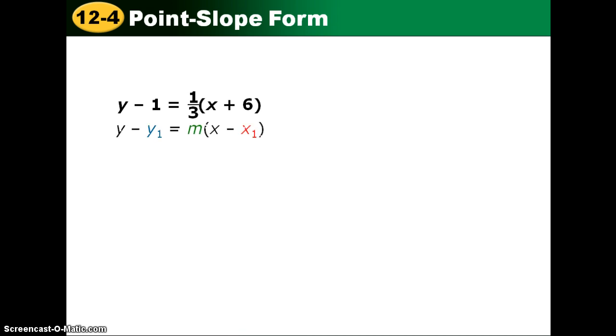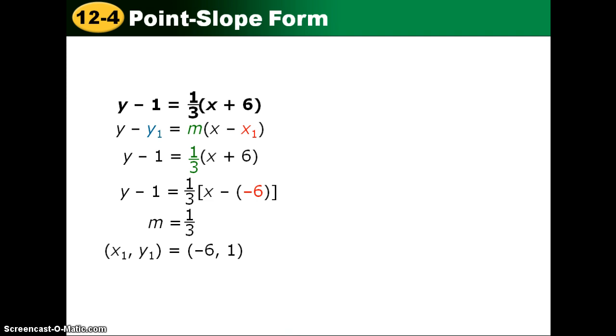Let's try another one. Y minus 1 equals 1/3 times the quantity x plus 6. So again, the slope is easy to identify because it's in front of the parentheses. Now x plus 6 could be written as x minus a negative 6. The reason we would expand that out is because we want to know exactly what x value we're taking out of there. Because the original equation needs to be subtraction, and we see a plus sign, when we write it as subtraction, that would be a negative 6. So for our ordered pair, x would be negative 6 and y would be positive 1.